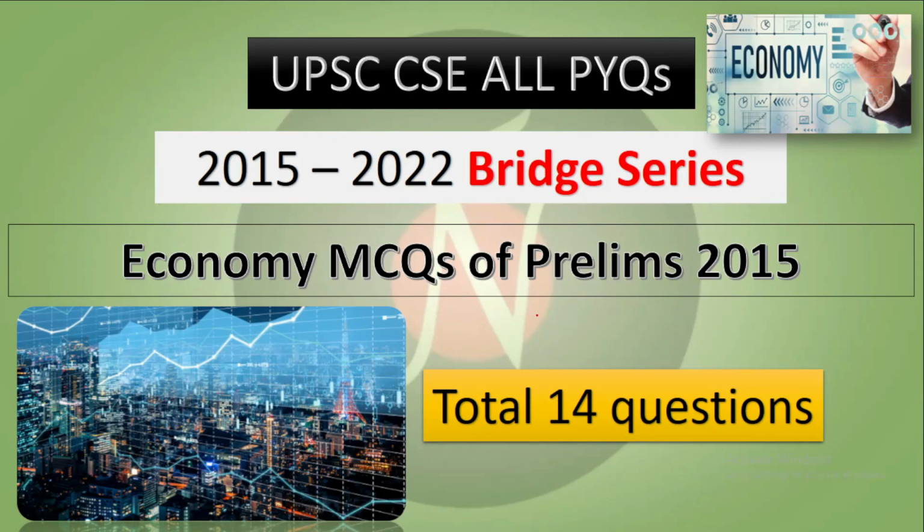Our today's topic in the Bridge series, we'll be discussing economy MCQs which came in the prelims 2015. This is the last subject which we will be covering in this series. We have covered geography, environment, polity, history, and now we'll be discussing economy. The basic idea of this Bridge series is to give you an overview of how the UPSC asks the question and how the pattern has changed. So you can just self-analyze these things. The total number of questions which came in the year 2015 was 14.